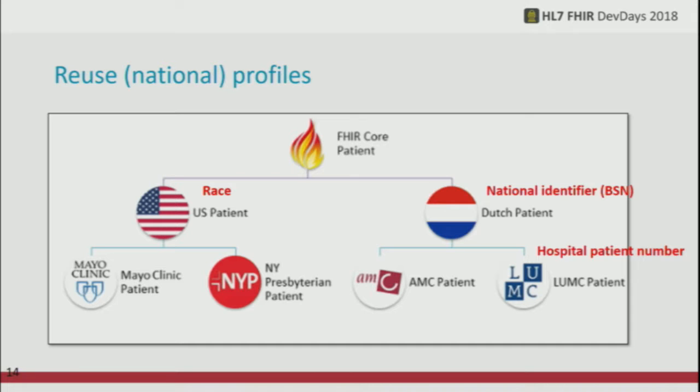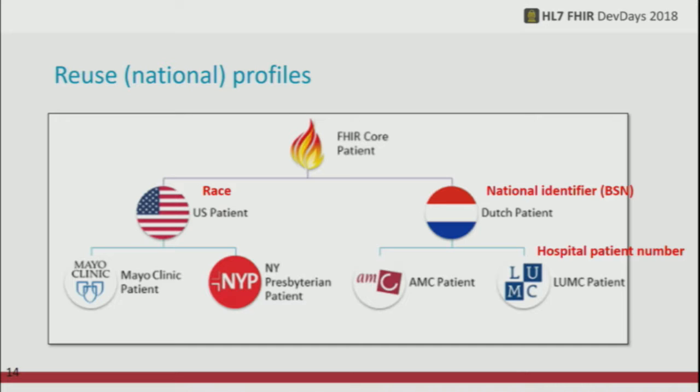And now, for example, our hospitals, this is one which is called LUMC. It's an academic medical center. They're starting profiling right now, so they want to expose their data to the public. And what they want to do with that is they want to also expose their hospital patient number next to the national identifier.